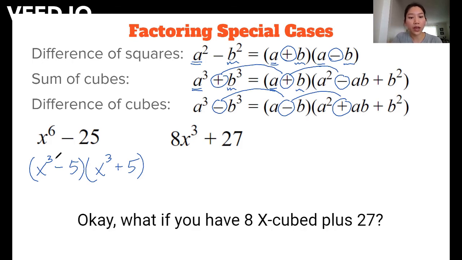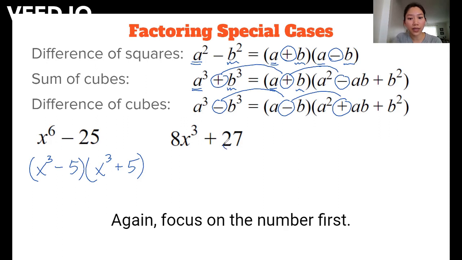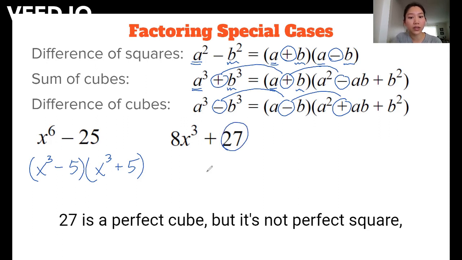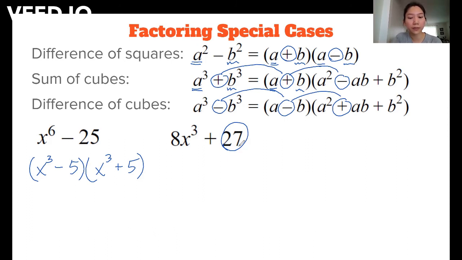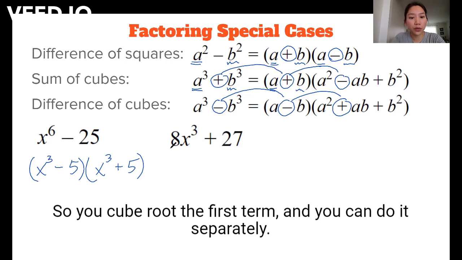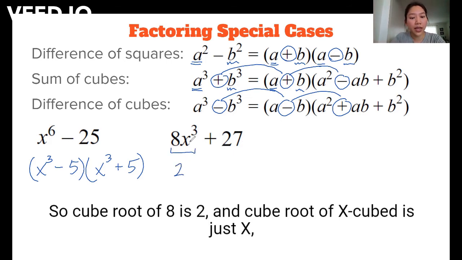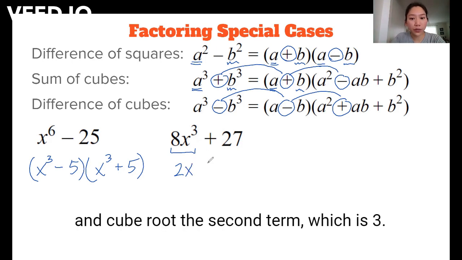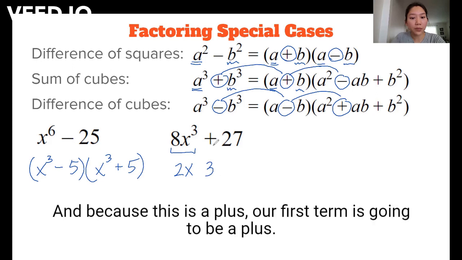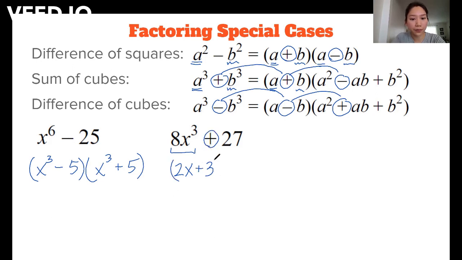Okay, what if you have 8x cubed plus 27? Again, focus on the number first. 27 is a perfect cube, but it's not a perfect square. So we know that we're going to be working with sum of cubes. So you cube root the first term, and you can do it separately. So cube root of 8 is 2, and cube root of x cubed is just x. And cube root the second term, which is 3. And because this is a plus, our first term is going to be a plus.